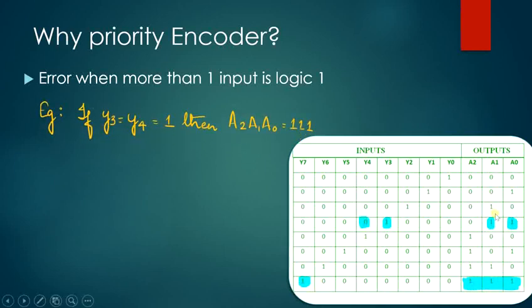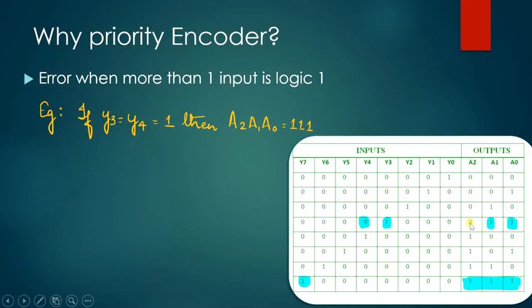So if you observe here, you have y3 equal to 1 and y4 equal to 0, and the output is 0, 1, 1. Now if we had a case wherein y3 was equal to 1 and y4 was also equal to 1, then we would have obtained the output as 1, 1, 1.